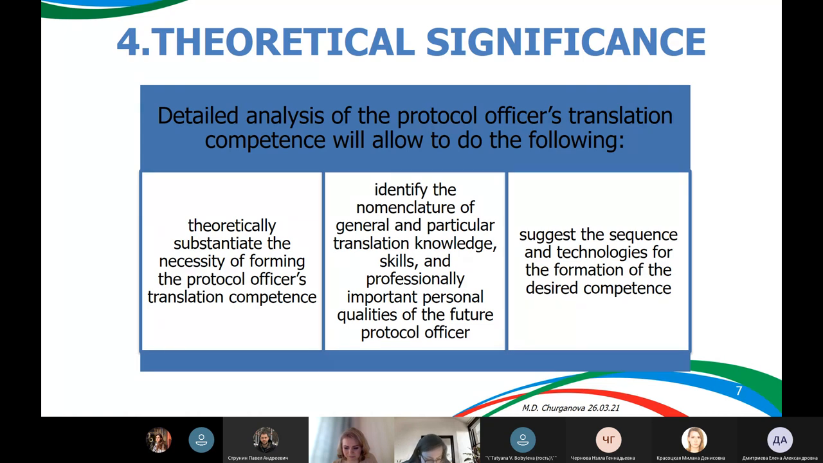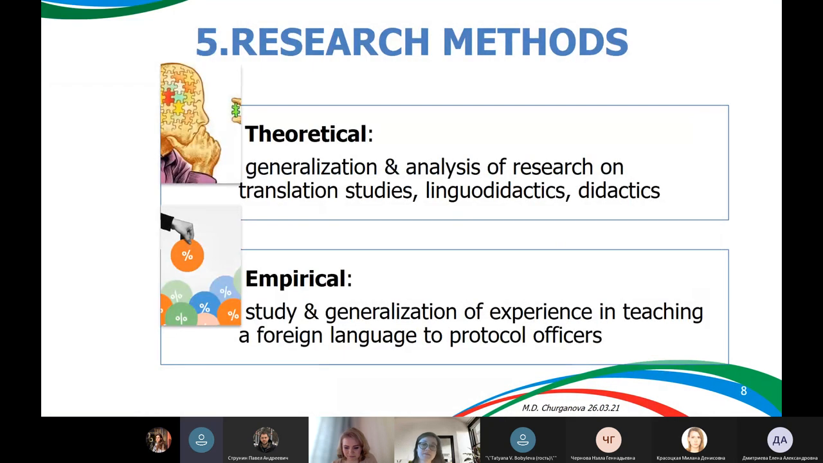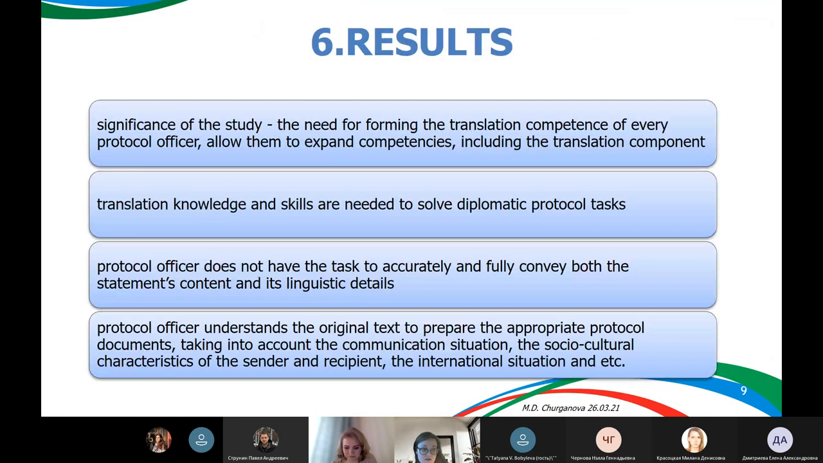Such detailed analysis will allow us to do the following: theoretically substantiate the necessity of forming the protocol officer's translation competence, identify the nomenclature of general and practical translation knowledge and skills, and professionally important personal qualities of the future protocol officers. And last but not least, suggest the sequence and technologies for the formation of the desired competence. Here you can see the methods that are used in the research paper, theoretical and empirical. And here are the results.